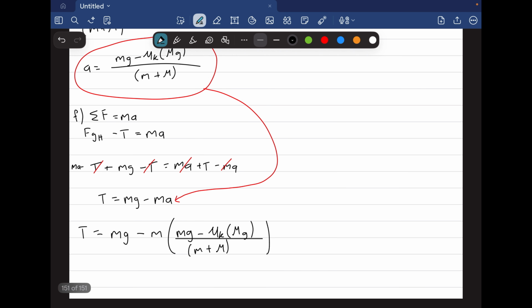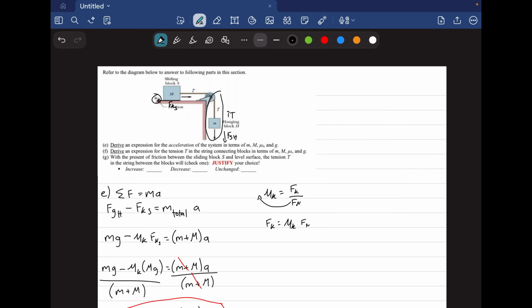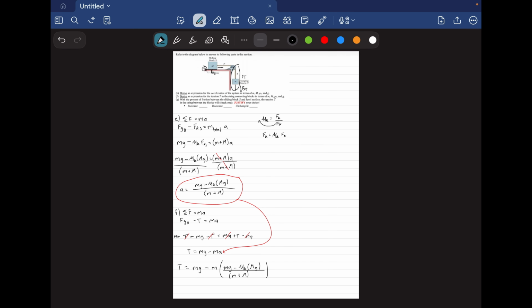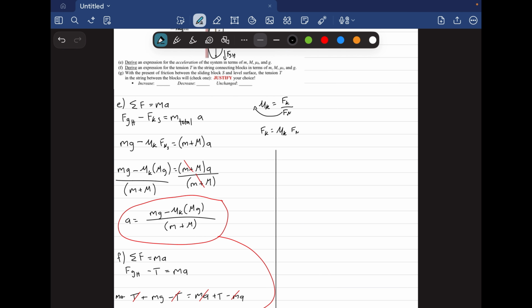Then for part G, I'll write over here. So draw a line. Part G. With the presence of friction between the sliding block S and the level surface, would the tension increase, decrease, or remain unchanged?